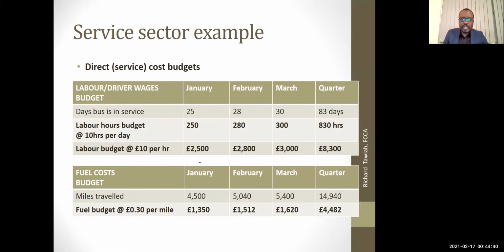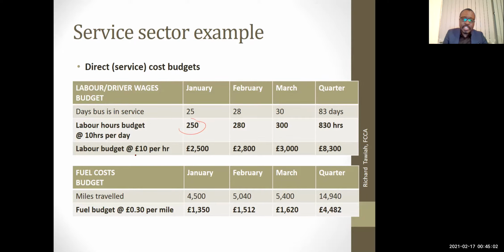What are the service costs? How many days am I working? Still the same scenario. We work 10 hours per day, so we find the total number of hours we work in the month. 10 times 25 gives us 250, which is how many hours we work in the month of January.